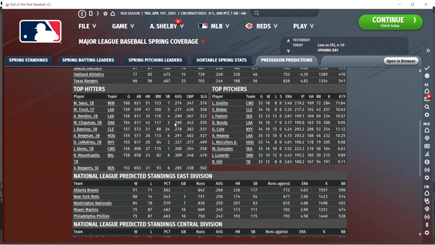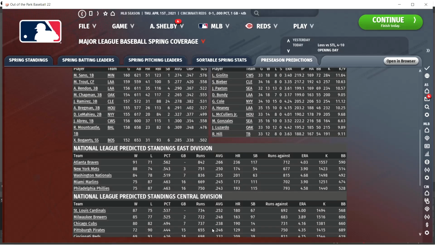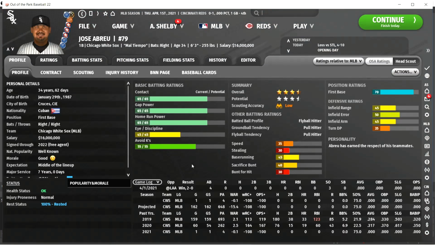This is the only place that we see these numbers that I know of, the season projection, and we only get it for 10 hitters and 10 pitchers. But I'd imagine if they're giving us the top hitters and pitchers, it's there in the game. And it would be really cool if we could add that to our player profiles. So that's my last suggestion.